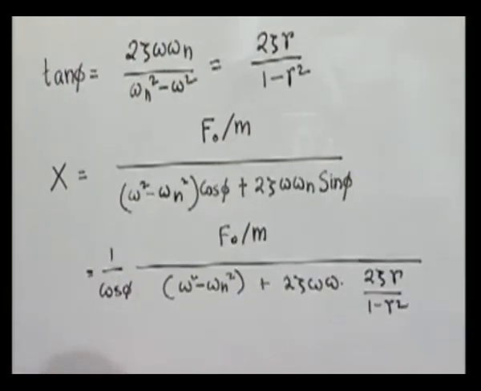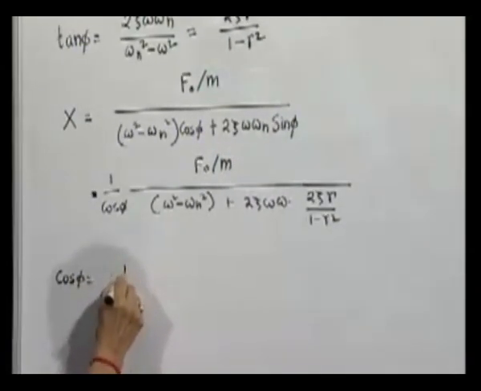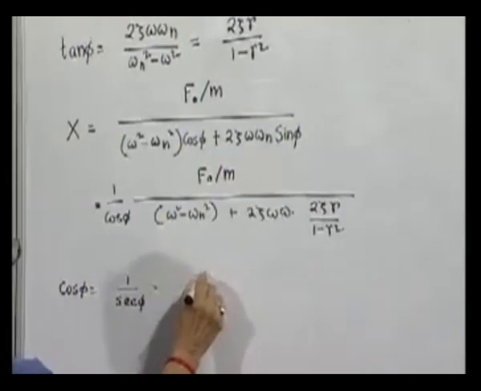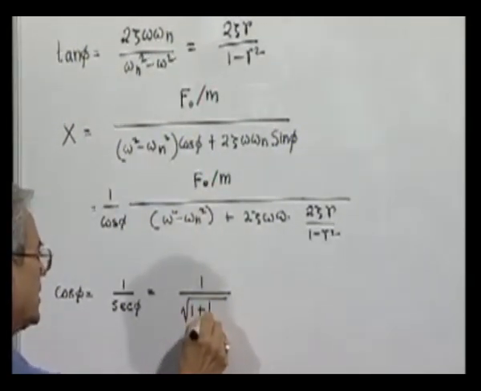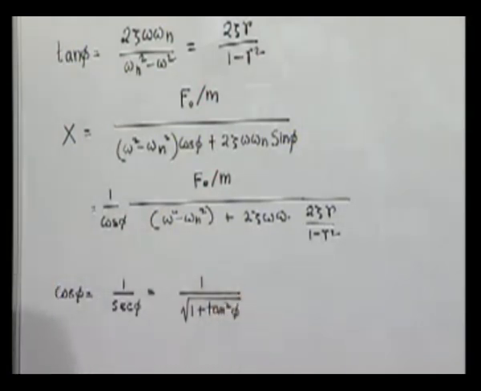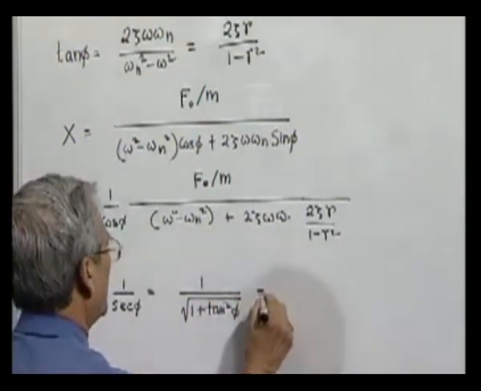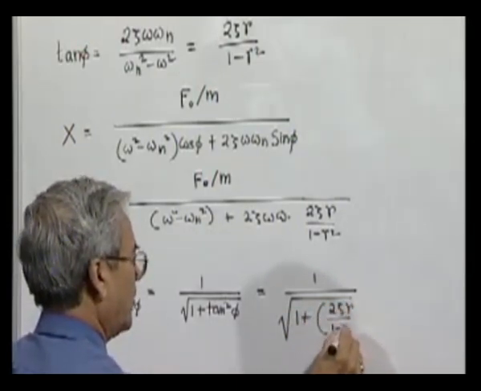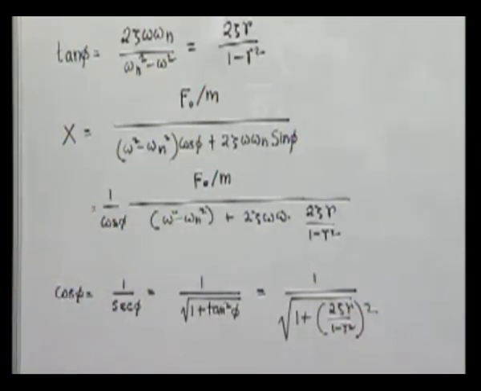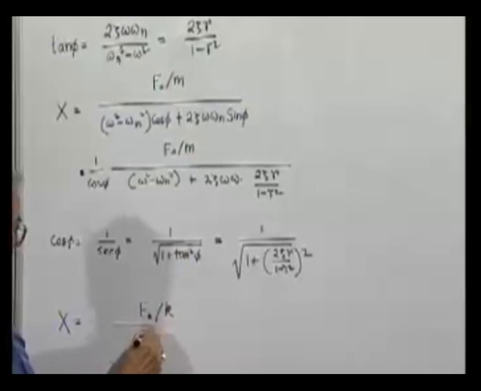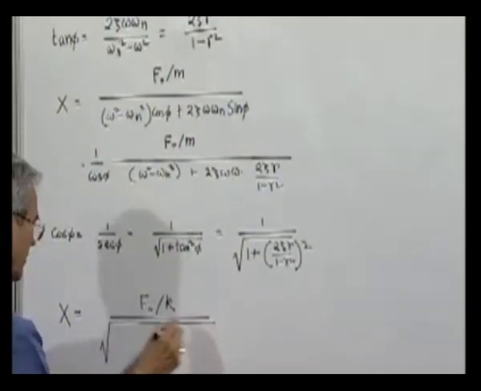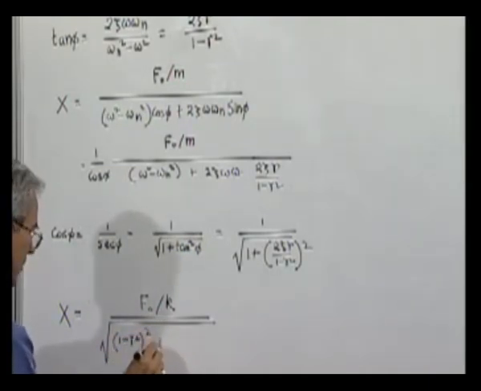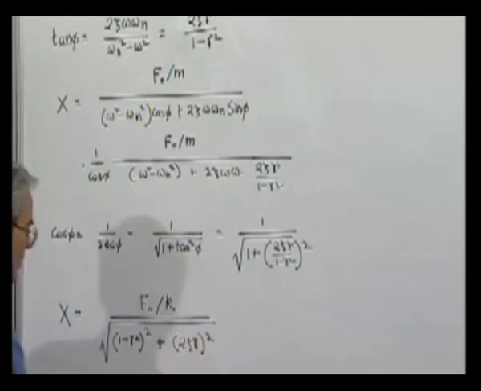Now cosine phi we can easily find out. Cosine phi is equal to 1 by sec phi, that is 1 by square root of 1 plus tan square phi. Now tan phi has been already determined, so if we substitute this here again, finally x we will get as, after simplifying, this. So this is the response.